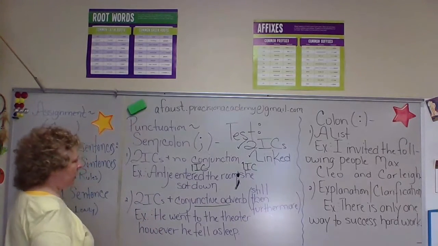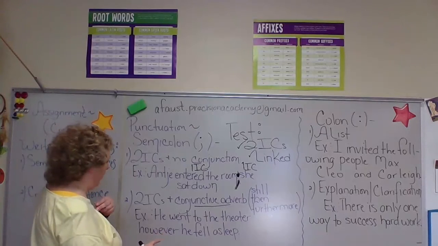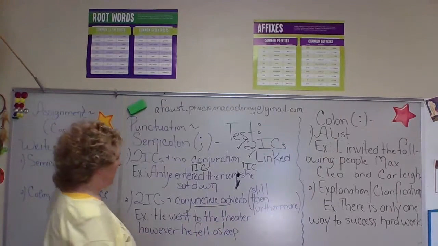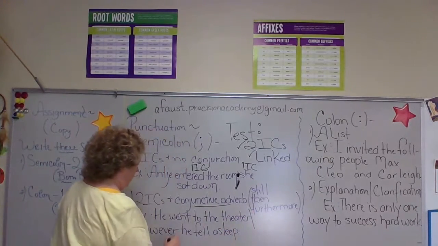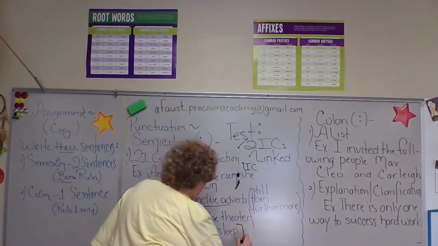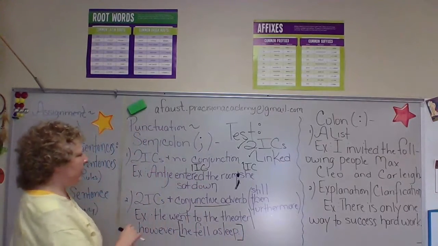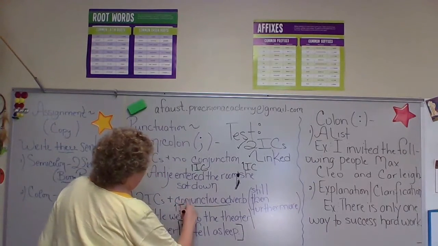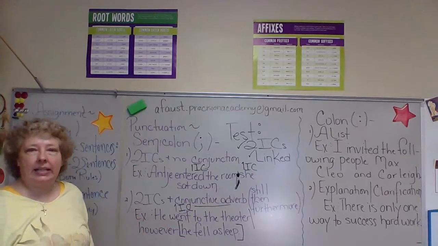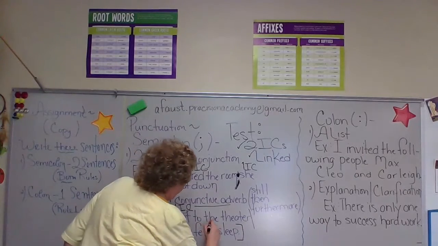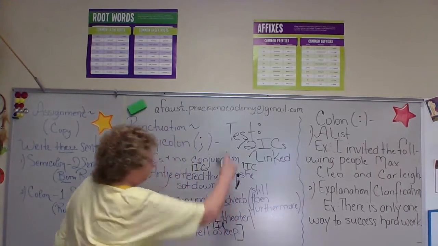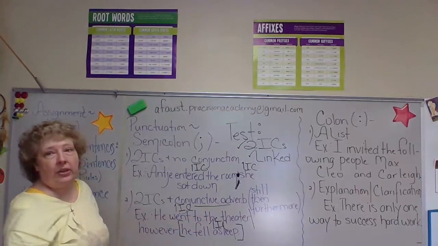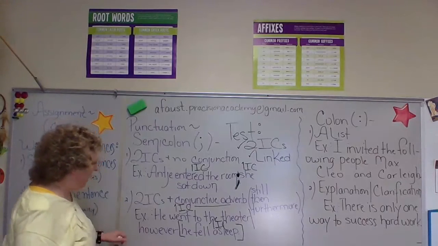Okay, so let's look at this example here. He went to the theater, however, he fell asleep. He went to the theater. He fell asleep. Let's tackle this. He went to the theater. Is that an IC? Yes. 1 IC. He fell asleep. Is that an IC? Yes. 1 IC. Passes the first part. Do they link? He's going to the theater and he falls asleep? Yes.